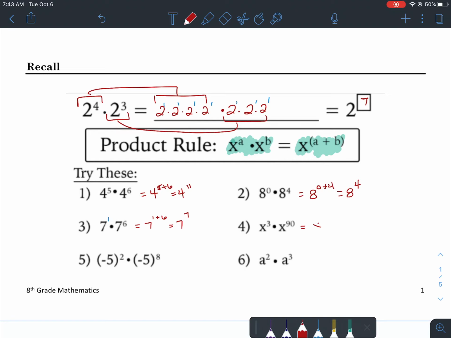Number 4, x to the 93, because 3 plus 90 equals 93. Here we have negative 5 in parentheses, remember. 5 plus 5, which is negative 5 to the 10th. And lastly, we have a to the 5th, because a to the 2 plus 3 is a to the 5th. Awesome.